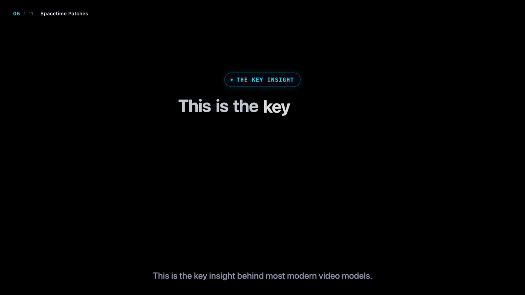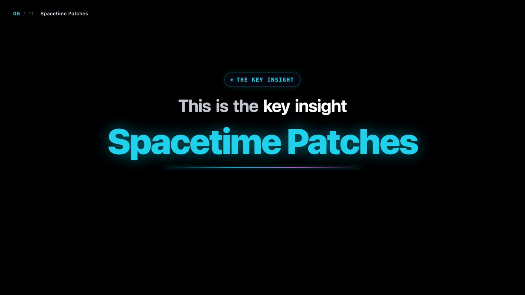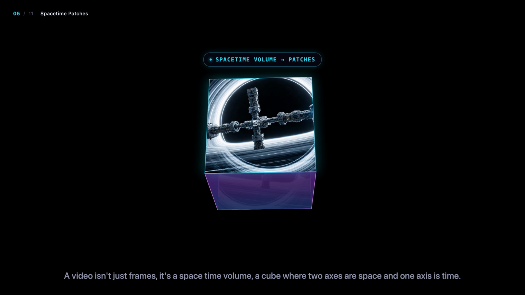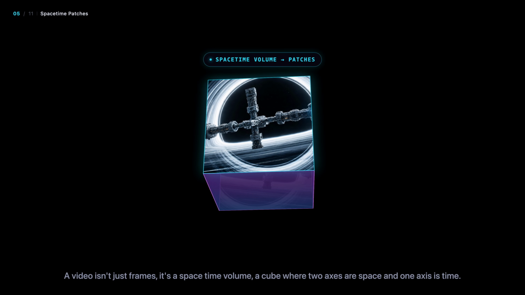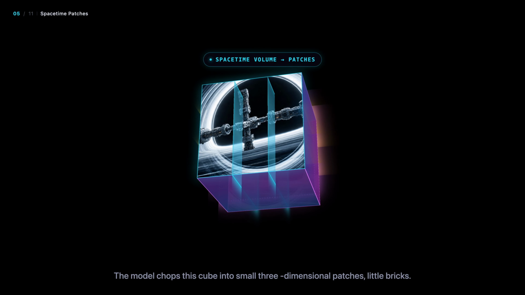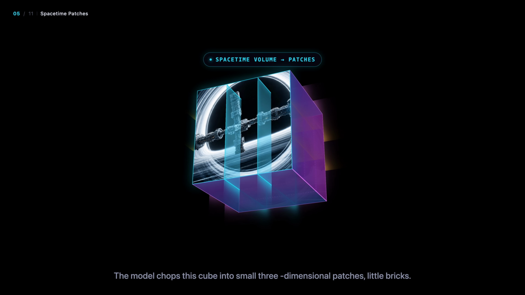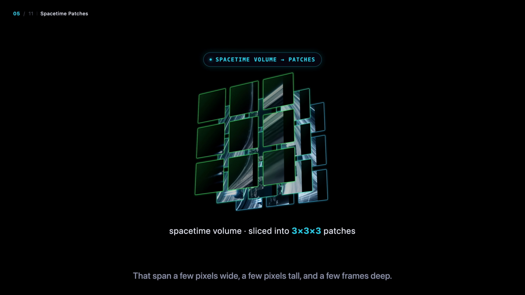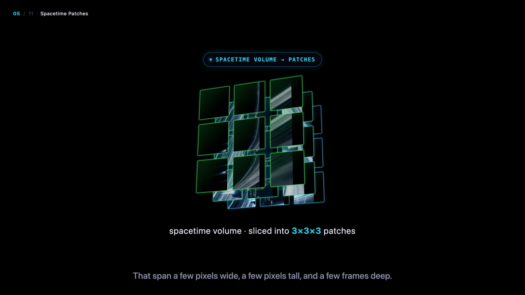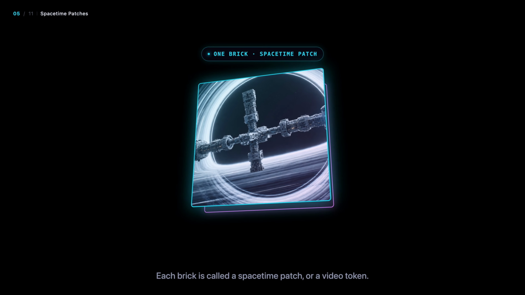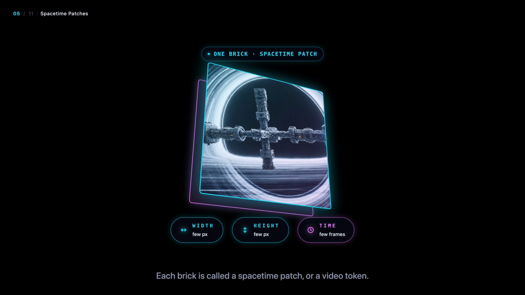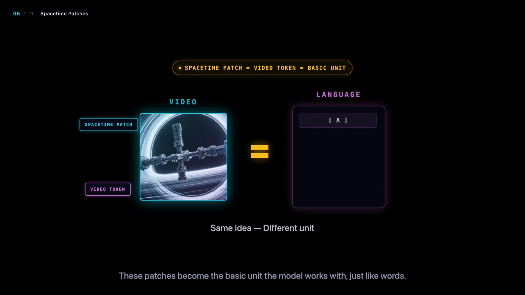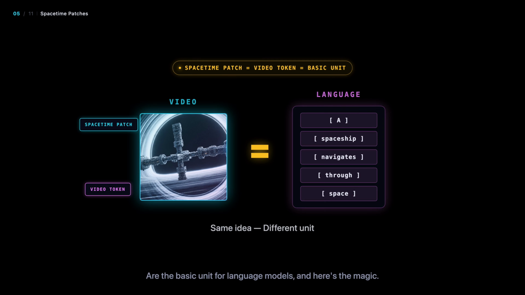This is the key insight behind most modern video models. A video isn't just frames, it's a space-time volume, a cube where two axes are space and one axis is time. The model chops this cube into small three-dimensional patches, little bricks that span a few pixels wide, a few pixels tall, and a few frames deep. Each brick is called a spacetime patch, or a video token. These patches become the basic unit the model works with, just like words are the basic unit for language models.